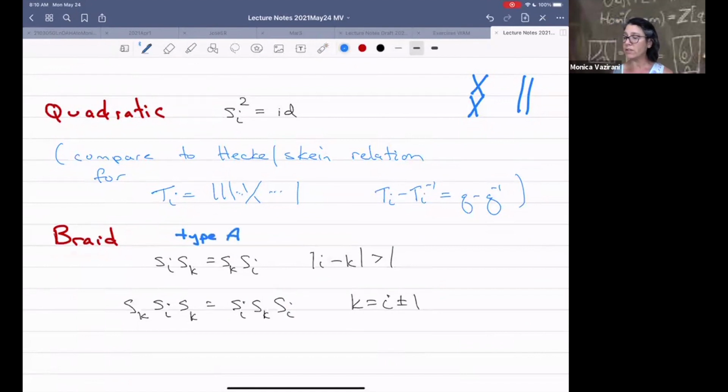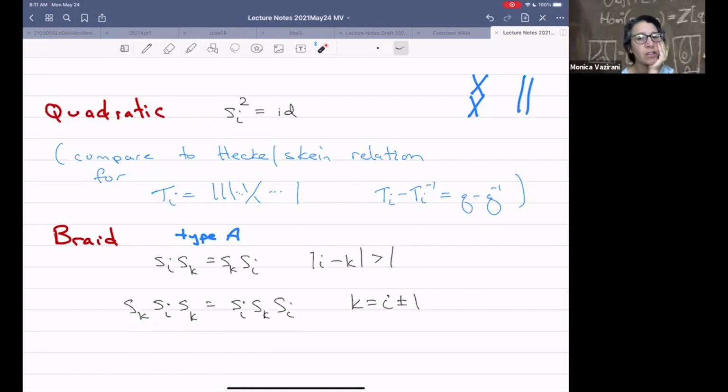Okay, which is that these transpositions that are far apart, meaning the indices i and k that are far apart, they commute with each other. And ones that are close together, consecutive, like 1 and 2, 2 and 3, 5 and 4, they satisfy this other relation, s_k s_i s_k equals s_i s_k s_i.